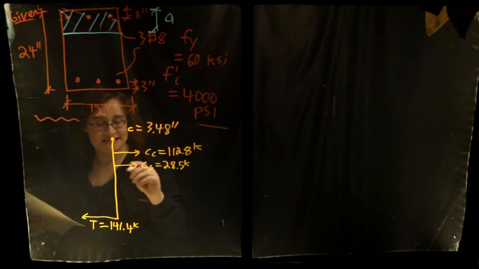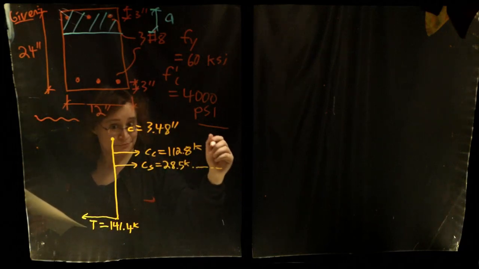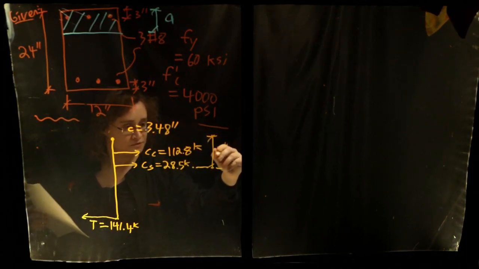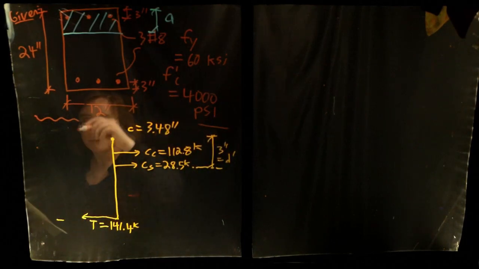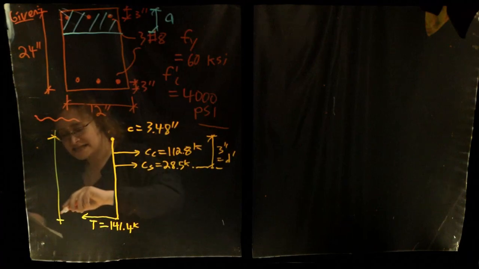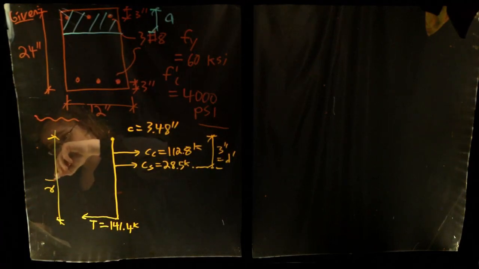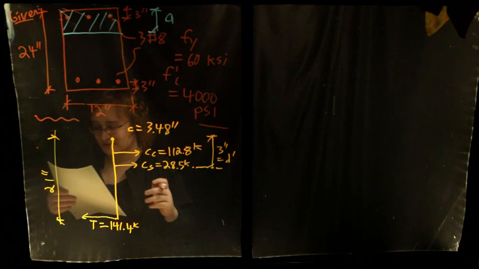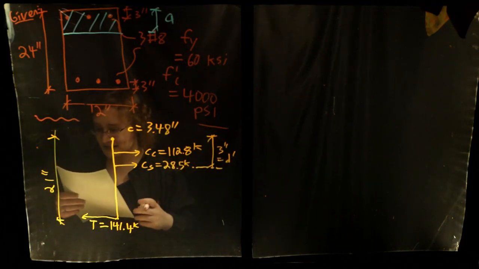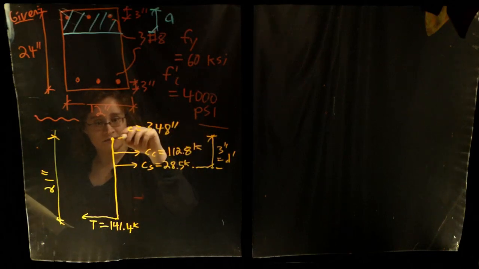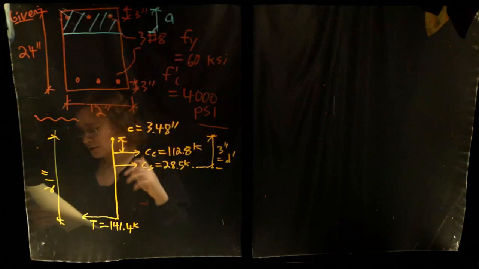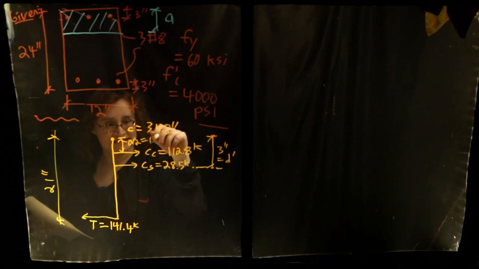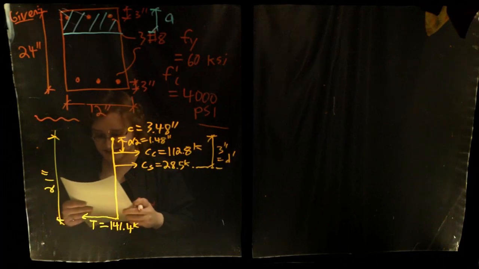Now, in terms of distances, from the top of the beam to the C sub S, that is 3 inches, which is D prime. And D, from the top of the beam to the centroid of the tension steel, is that same 21 inches we've worked with previously. Then the distance from the top of the beam to the centroid of the Whitney stress block force, or the concrete compression force, is just A over 2. And that is equal to 1.48 inches.